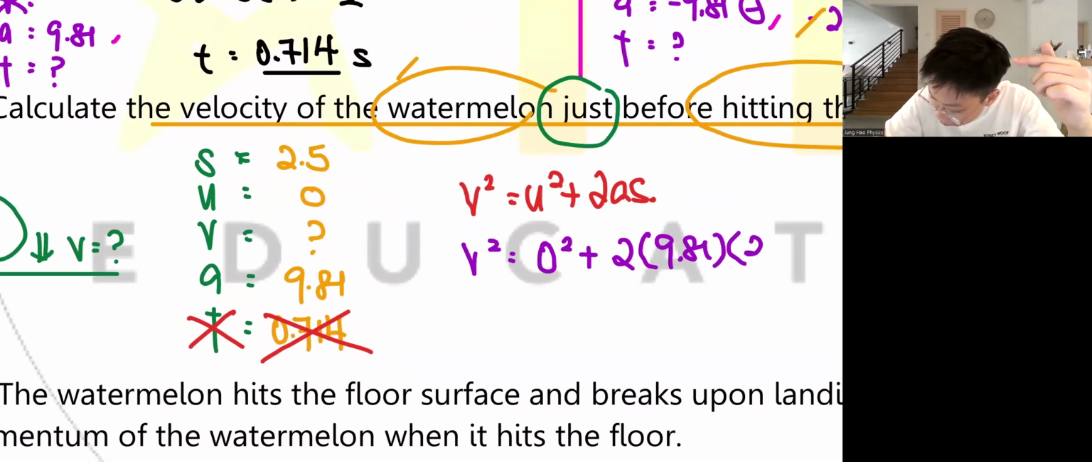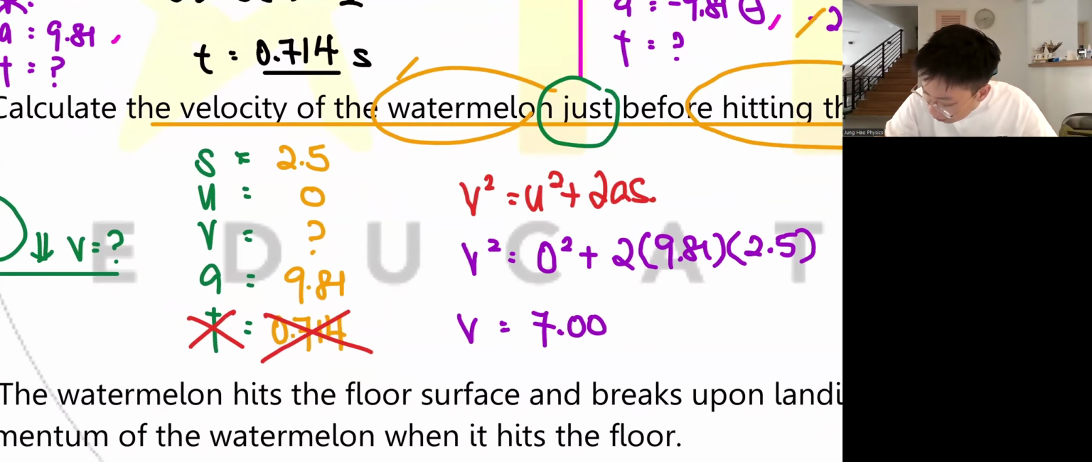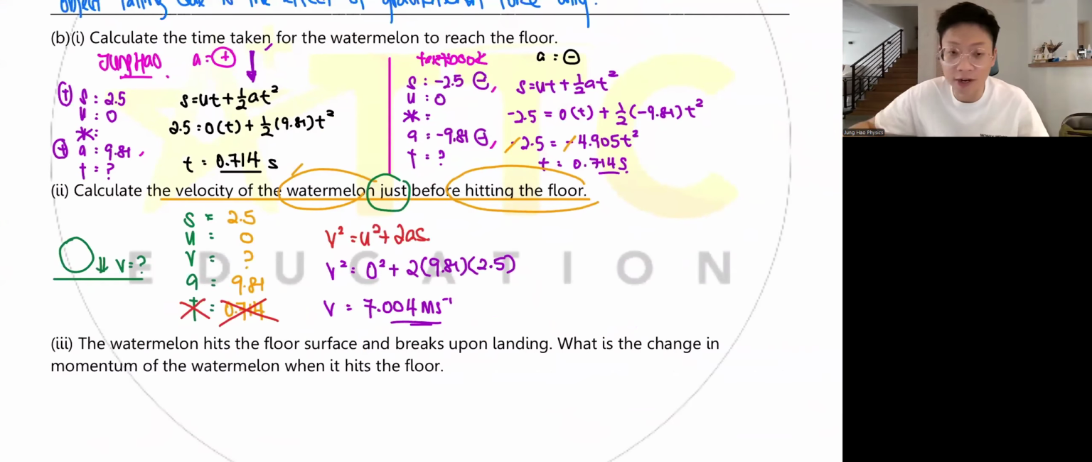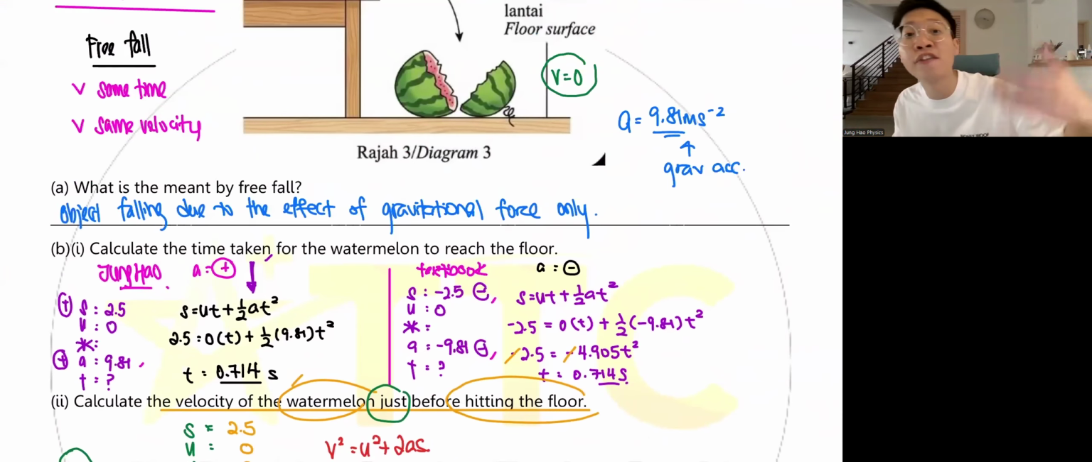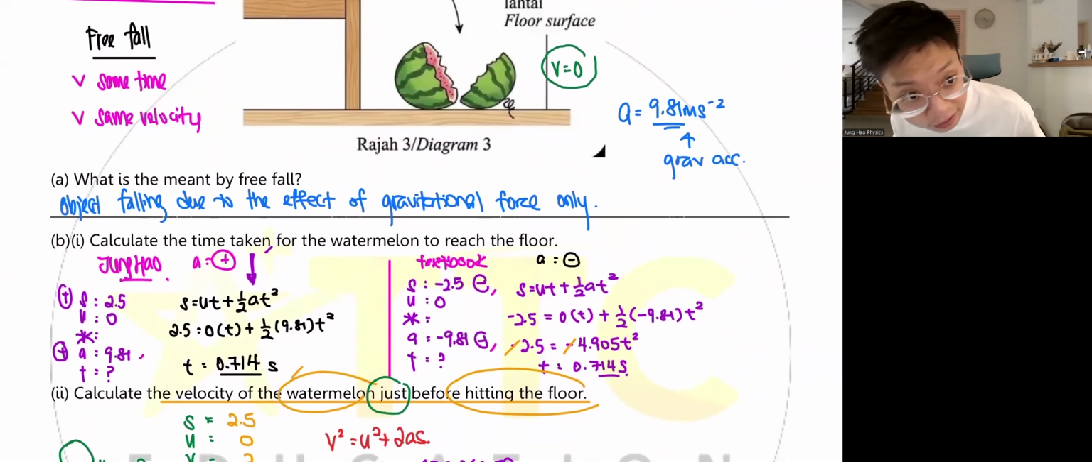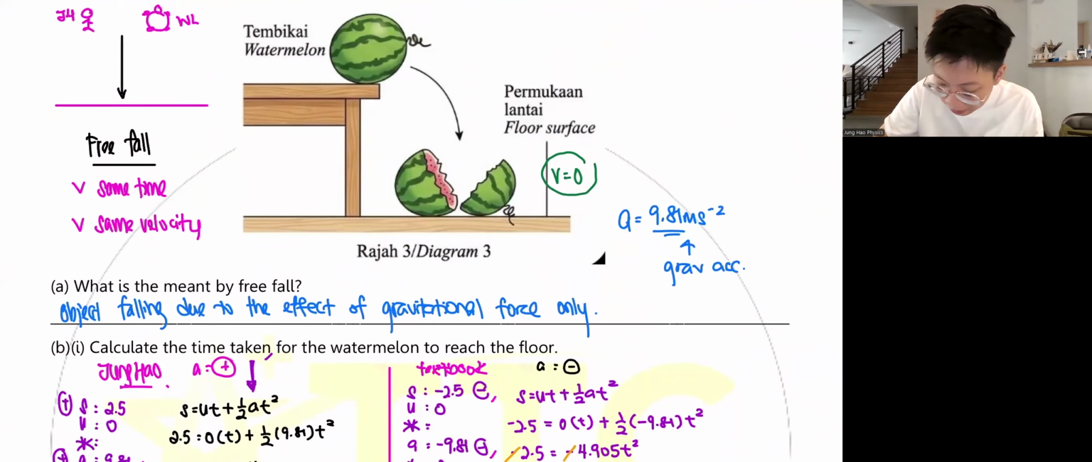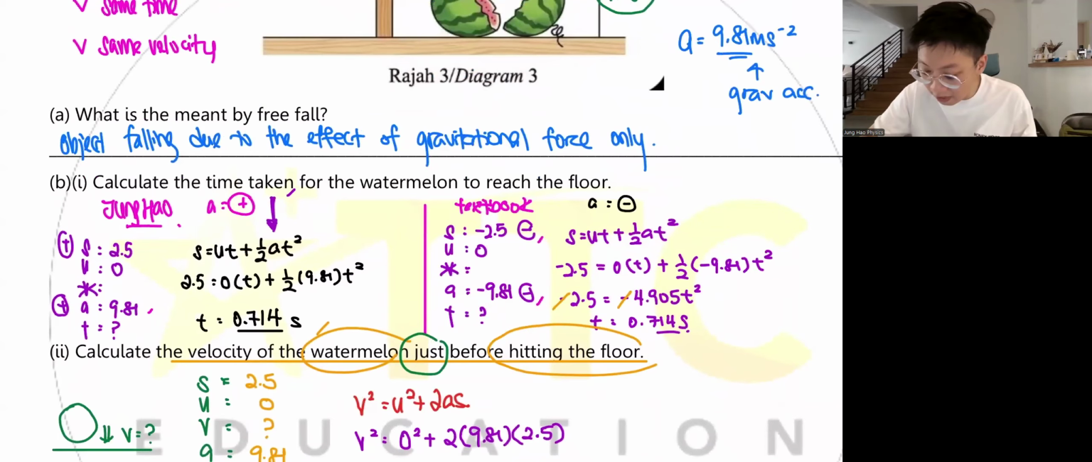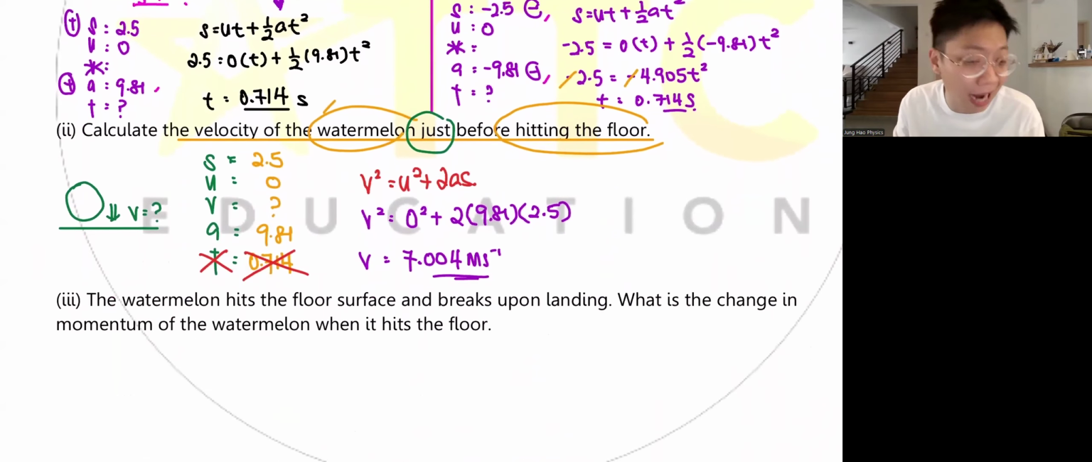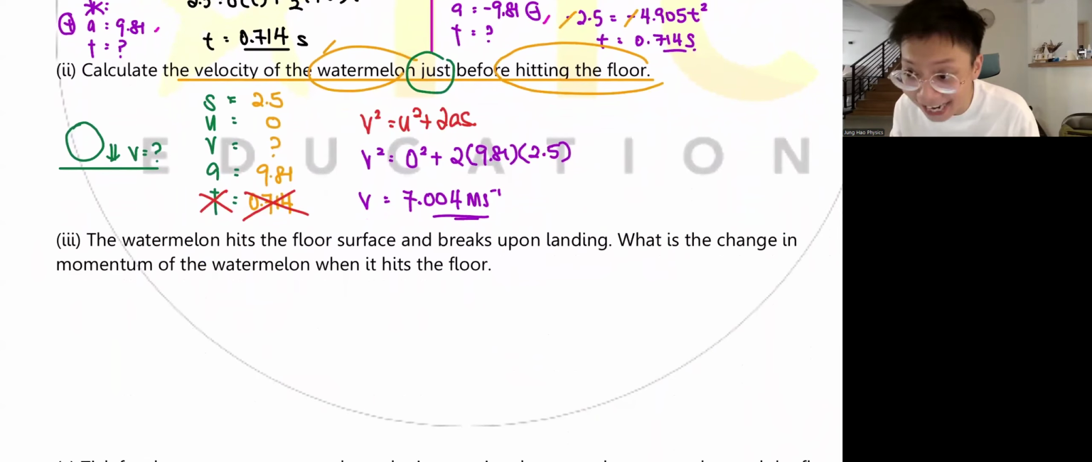So I have 9.81, 2.5. So finally, my velocity calculates out to be 7.004 meter per second. Okay, so the calculation is like this. So this is the free fall calculation. Okay. All right, so I repeat, if you let me choose, I will recommend you to use the negative. But if you feel the negative is a bit too complicated, you can just do both positive. You will still get it right. I am very sure.